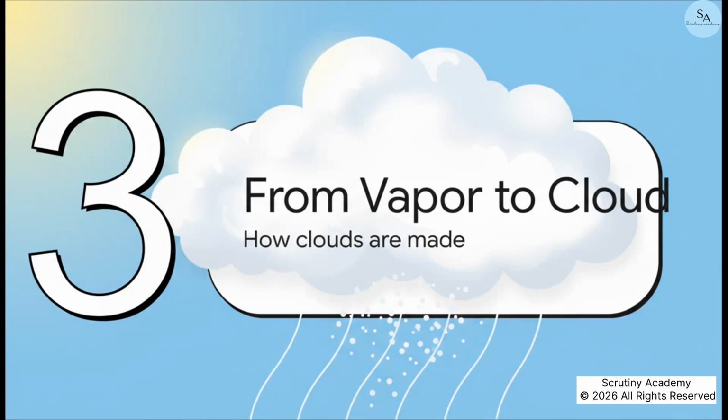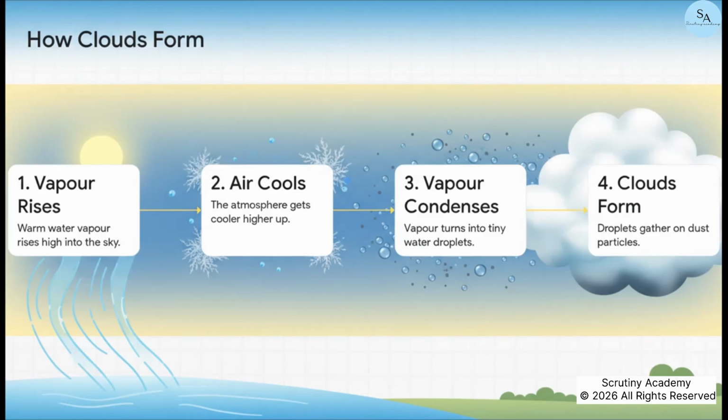All right, let's move to the next stage. So all this invisible water vapor has risen high up into the atmosphere. Now what? How does it become a big, fluffy cloud that we can actually see? It happens in a few key steps. First, that warm, moist air rises up. But as it gets higher, the air gets much, much cooler.